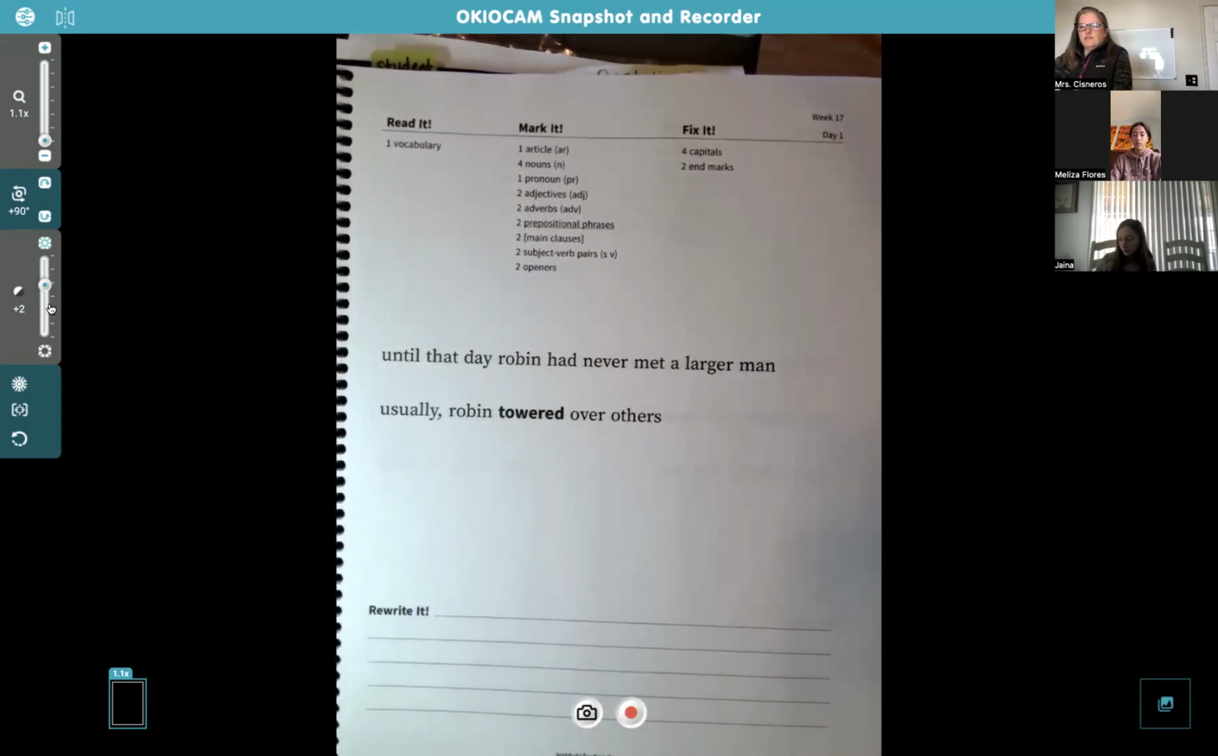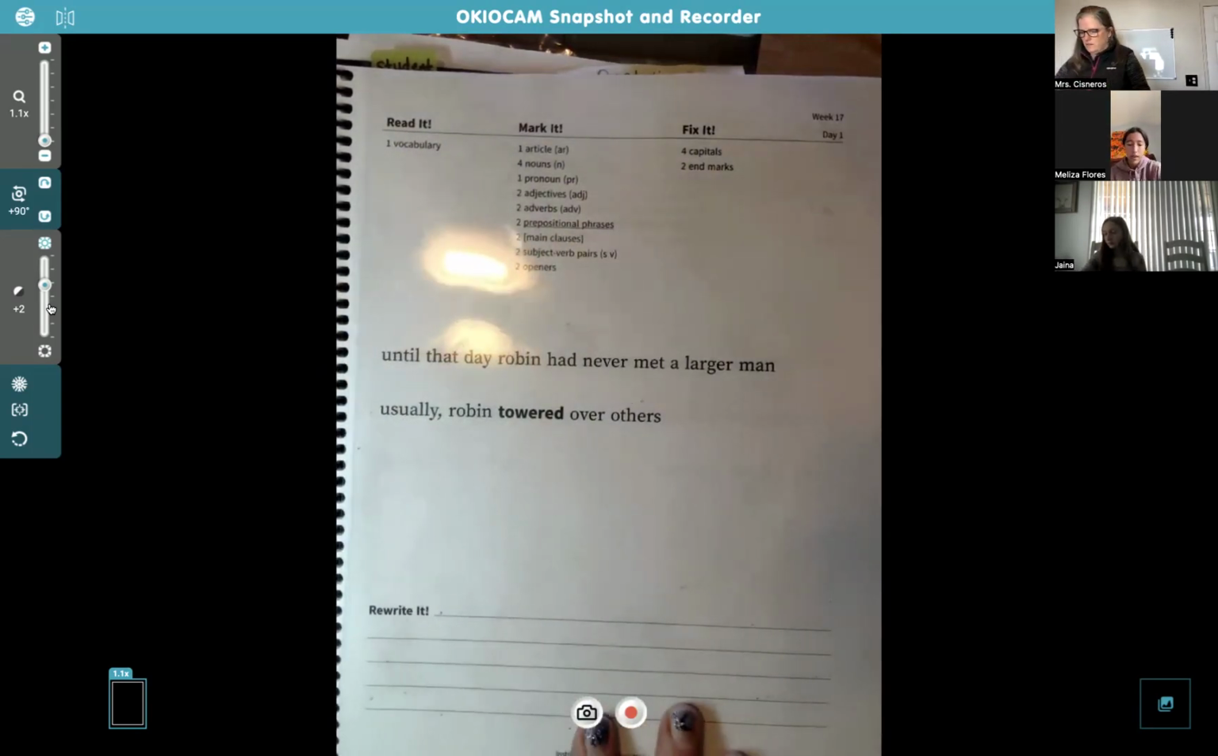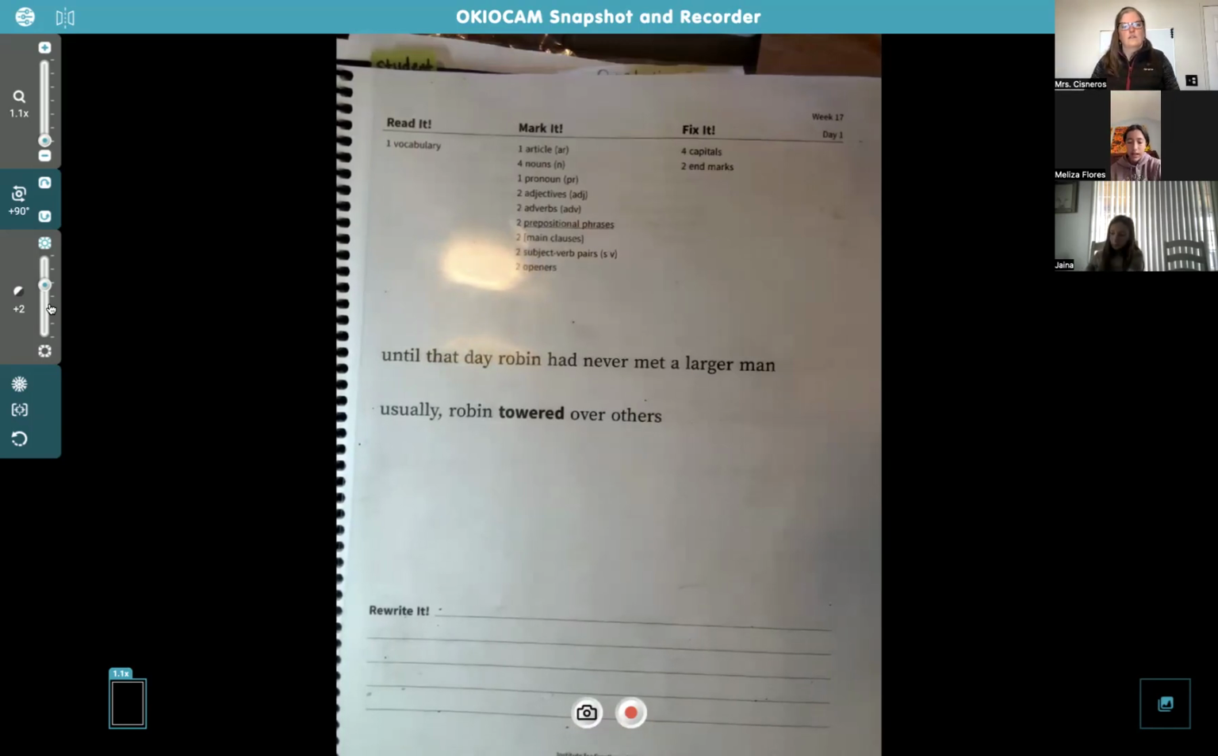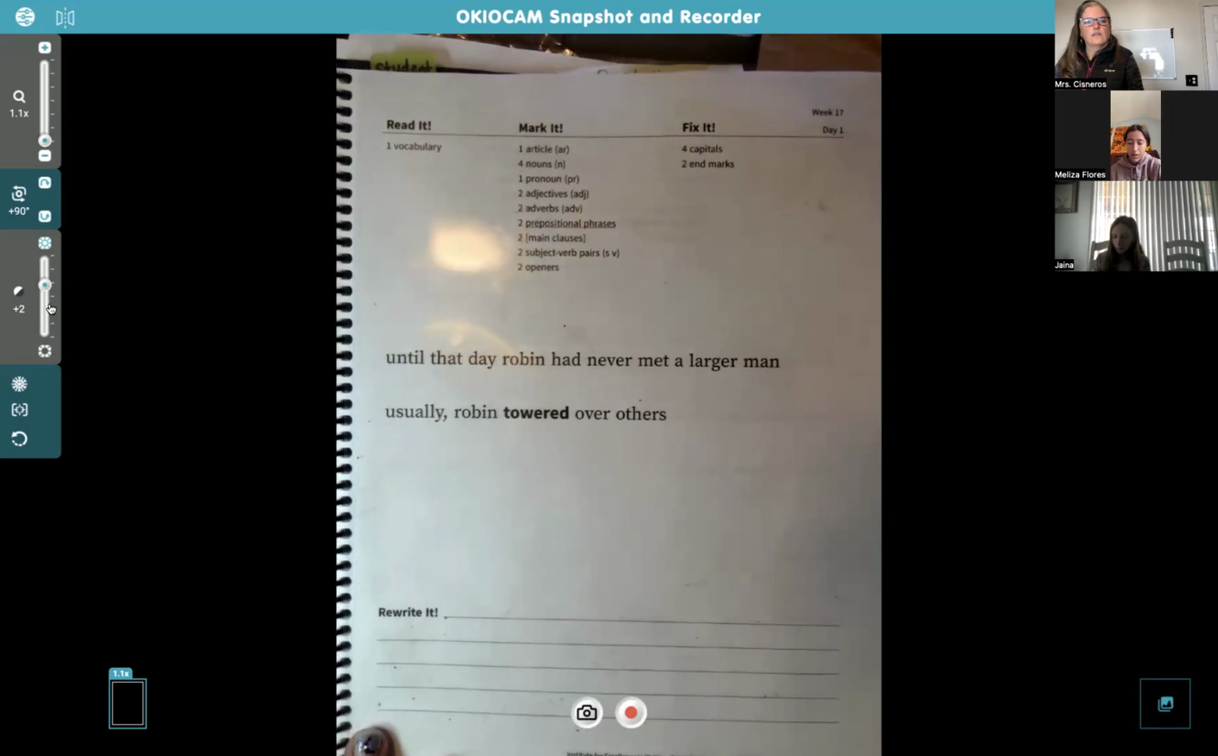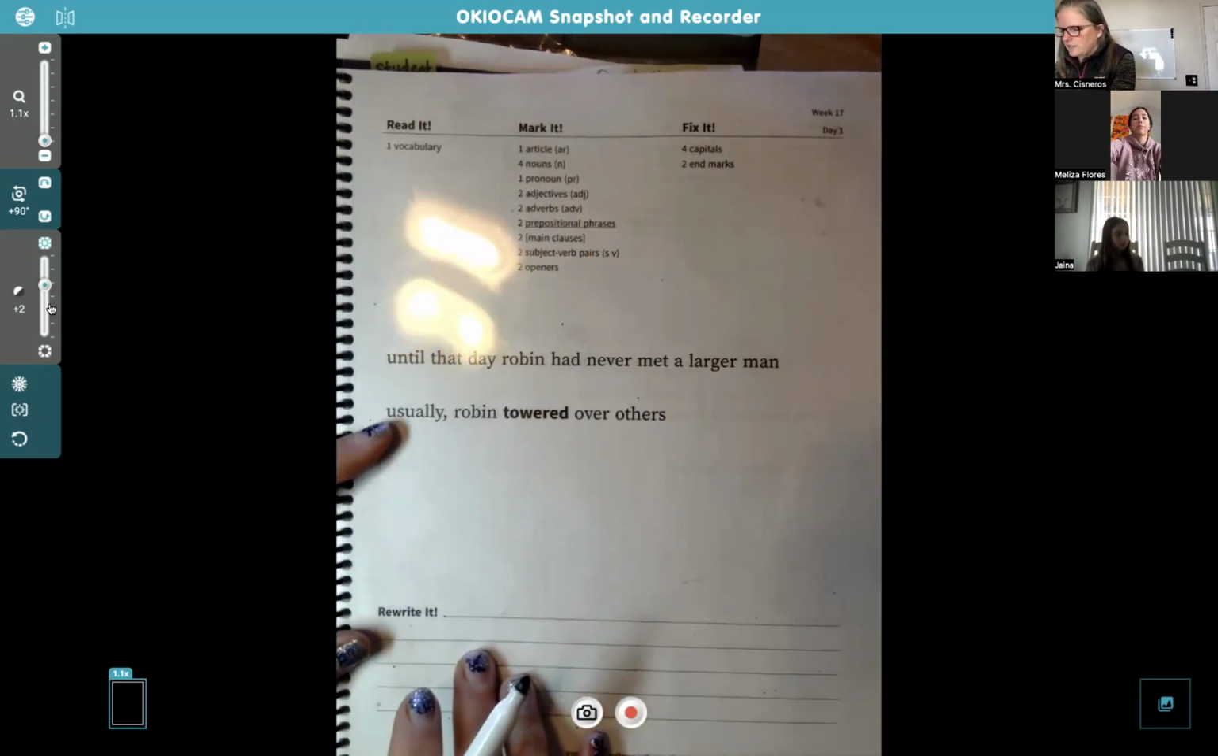Lily, how about you read this sentence today? Until that day, Robin had never met a larger man. Usually, Robin towered over others. Okay, good. So in that sentence, the vocabulary is towered. You might have heard that term when talking about how tall someone is, but towered just means stands way above everybody else. Like if they're over 6 foot tall, taller than most people. So that's what towered means.